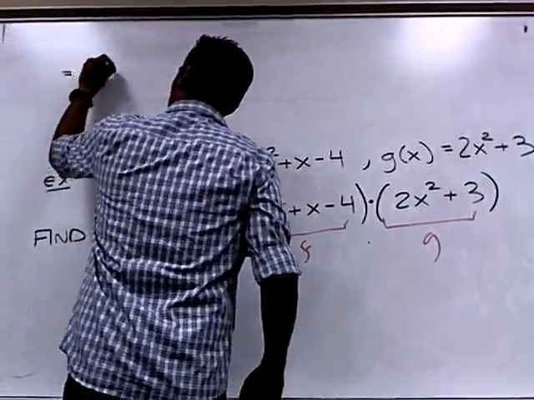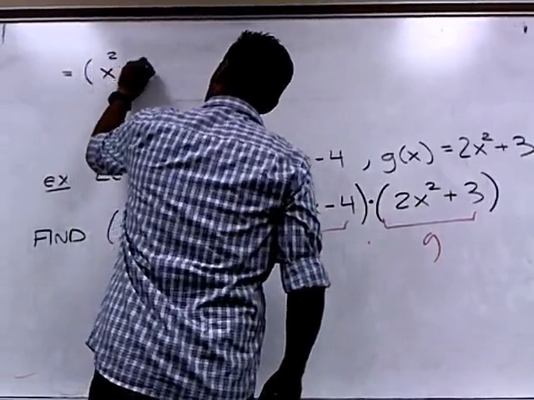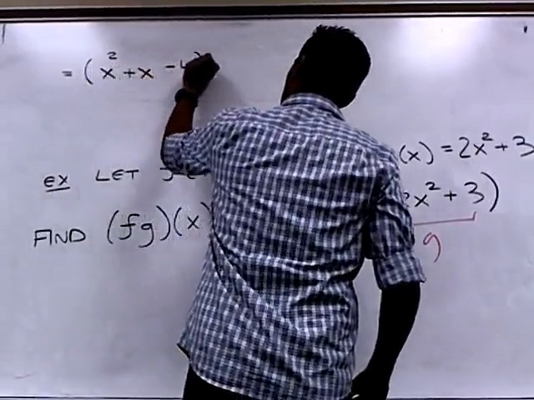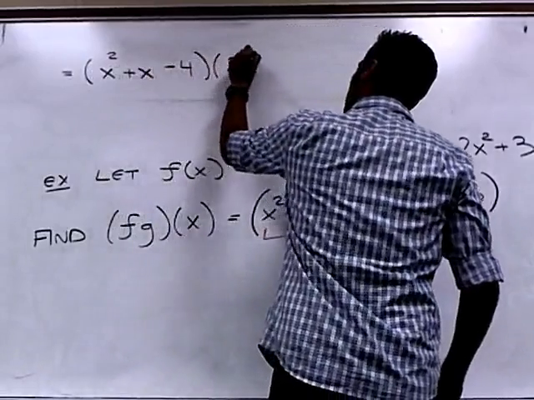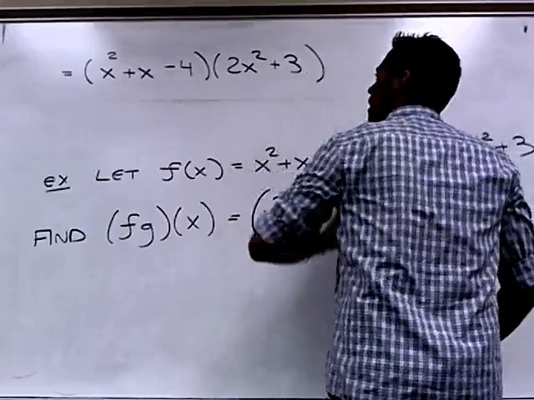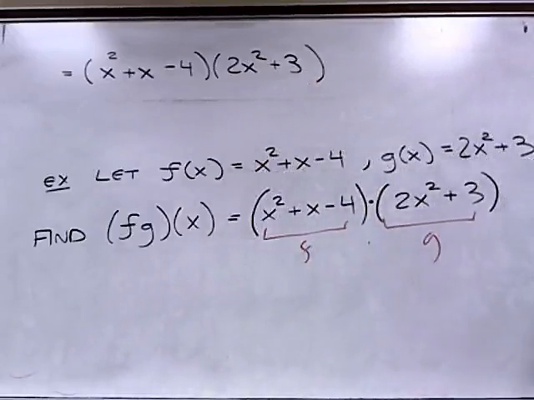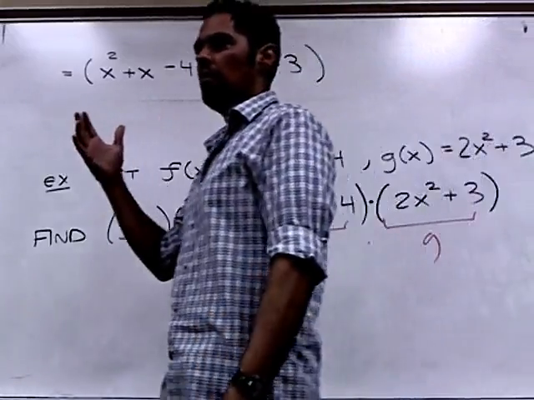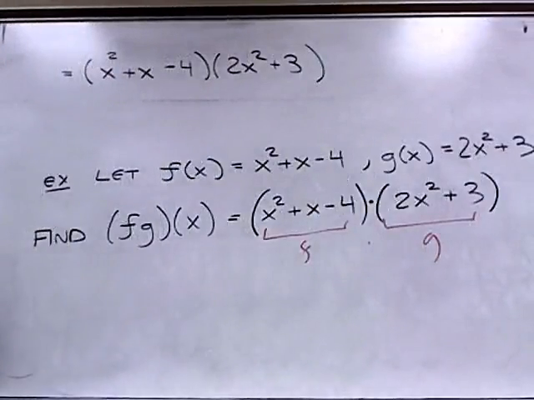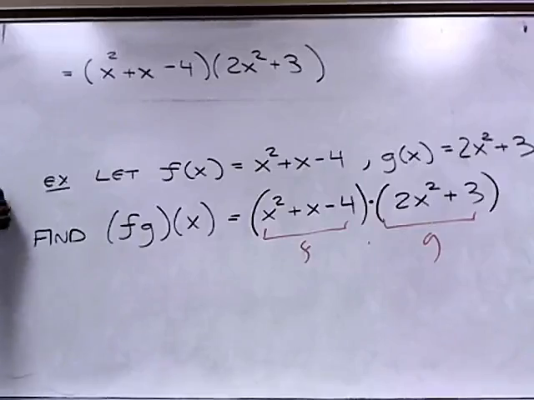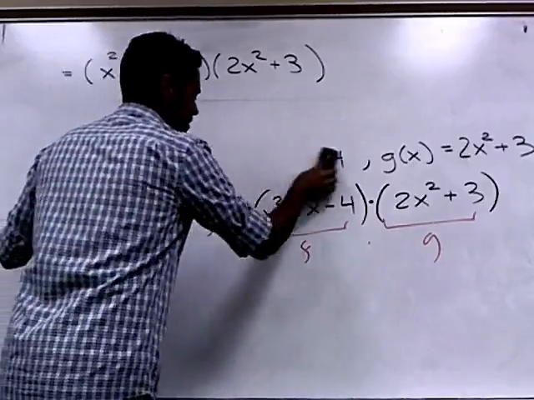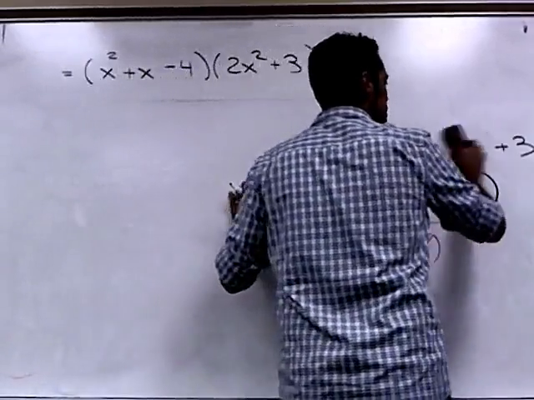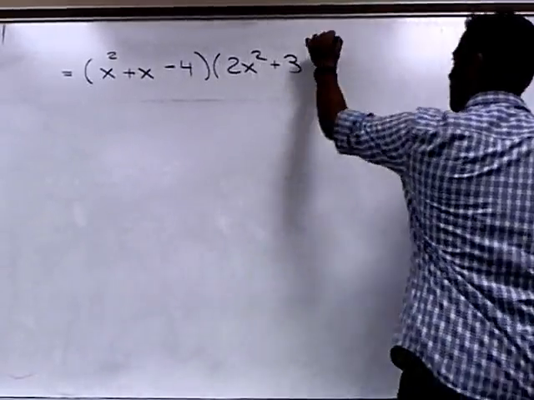So I'm trying to figure out this: x squared plus x minus 4 times 2x squared plus 3. How many of you were taught or learned at some point in your life that thing called FOIL? Y'all like FOIL? Let's do a quick review of FOIL, all right? I'm just going to do something over here.